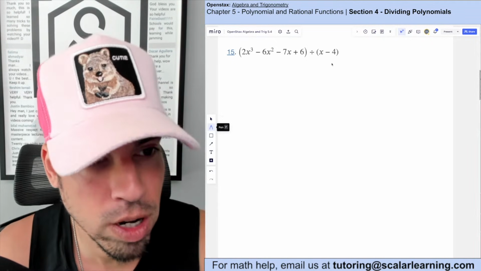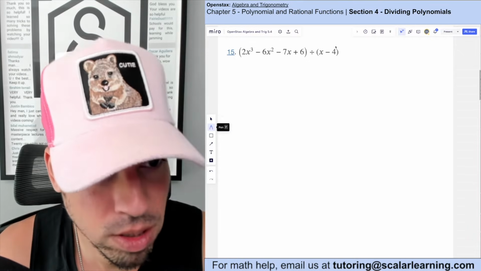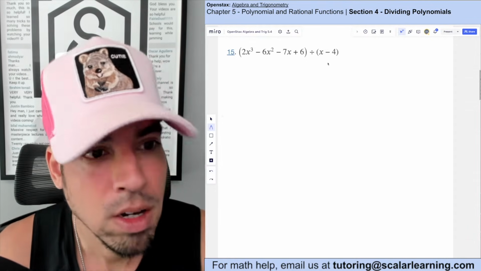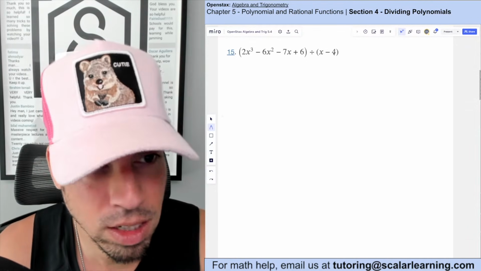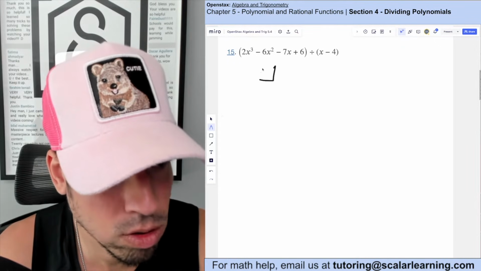Now we're going to divide the polynomial using something called synthetic division, which is pretty cool. So I'm going to show you how it works. What you do is, for the divisor, you take the opposite of this term, right? It's negative 4, so you put positive 4 in a little box like this.